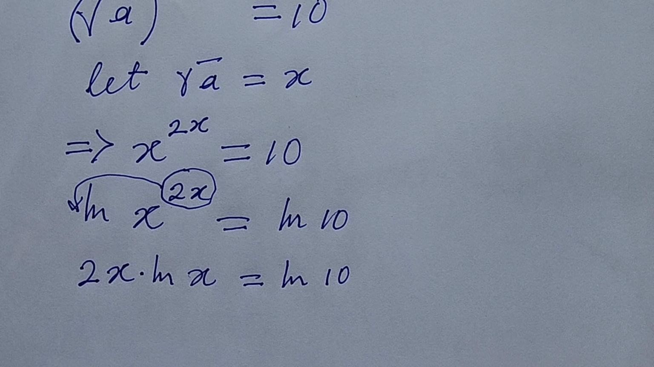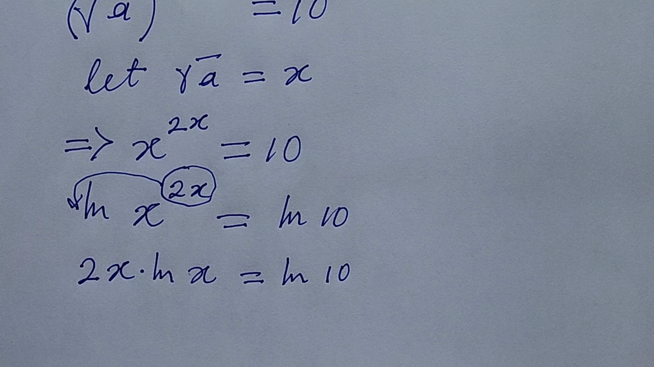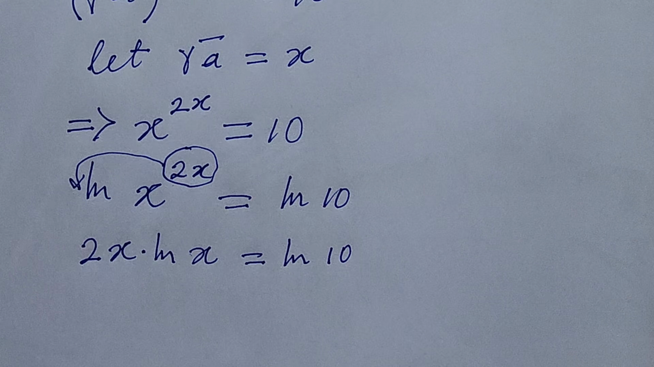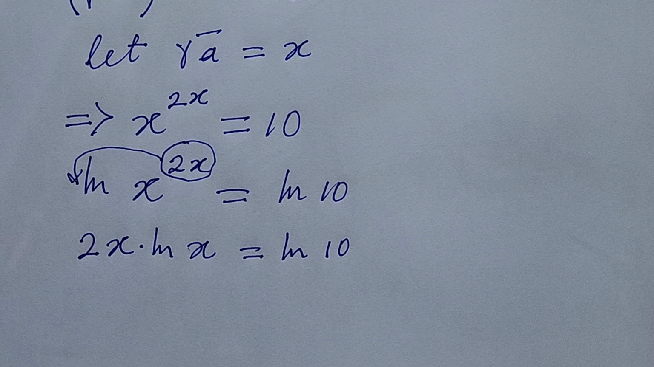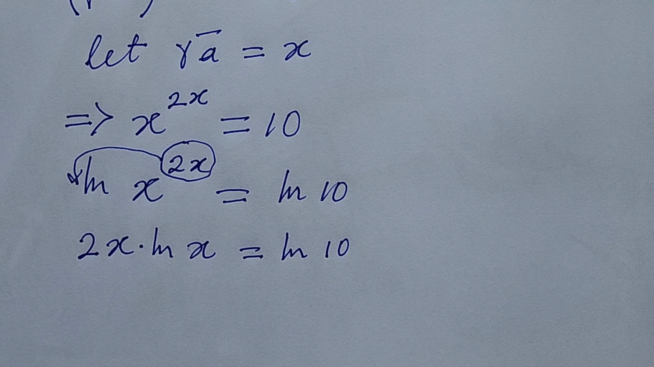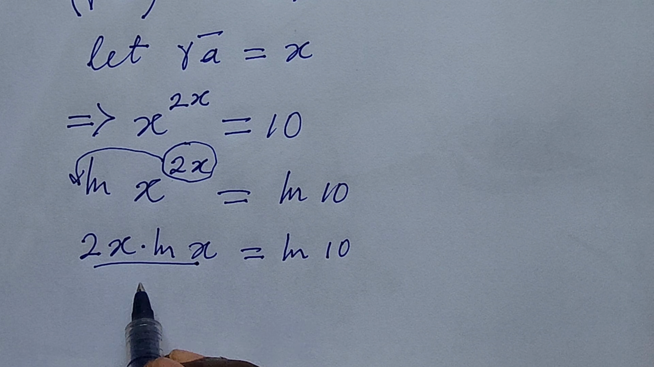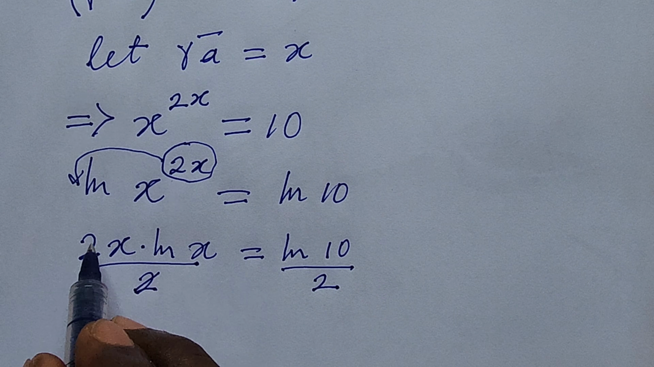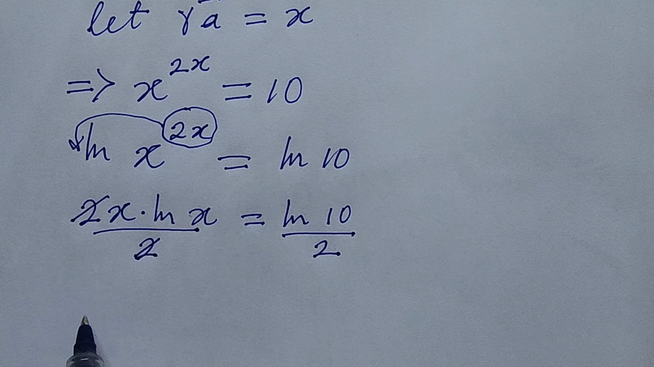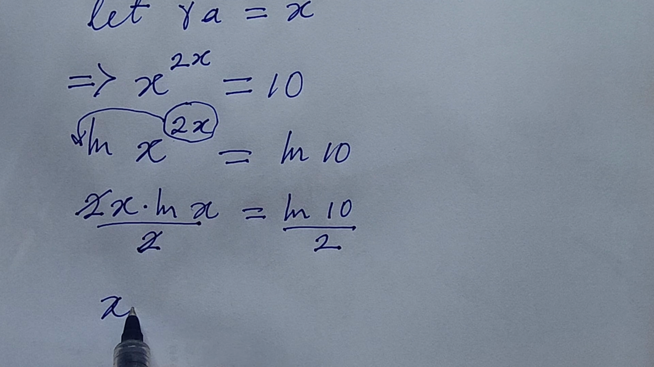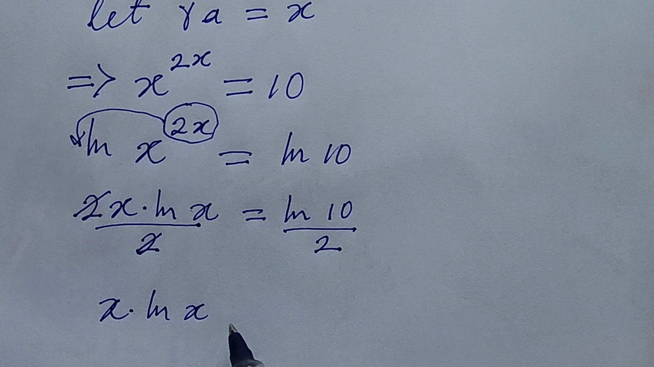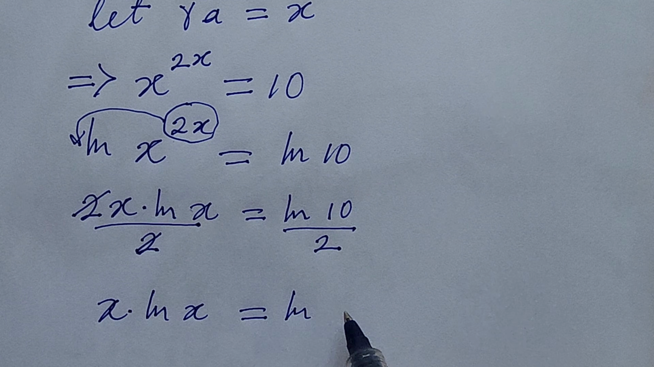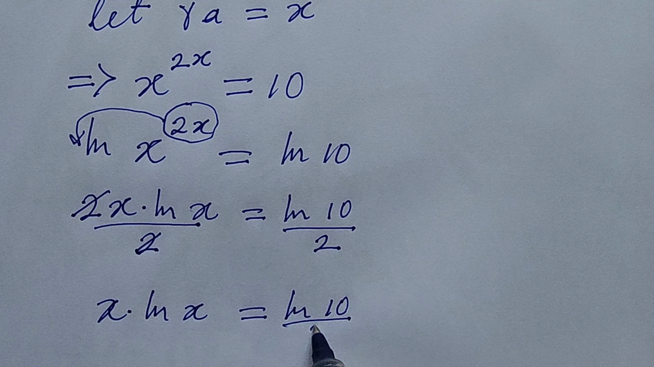Good. At this point, we want to divide by 2 so that 2 can leave the system, because of what we want to invoke into the system, which is what we call the Lambert W function. So we divide through by 2, divide this side by 2 also. So this and this leave the system. We are now left with x times the ln of x equal to the ln of 10 all over 2.